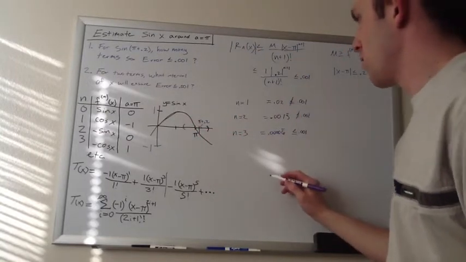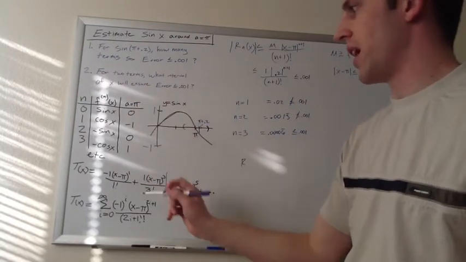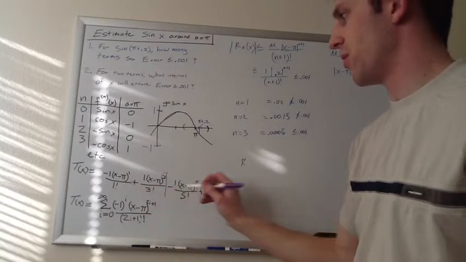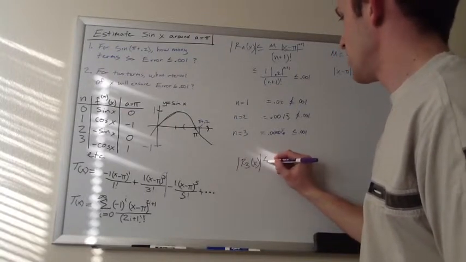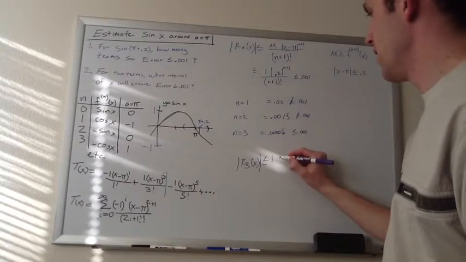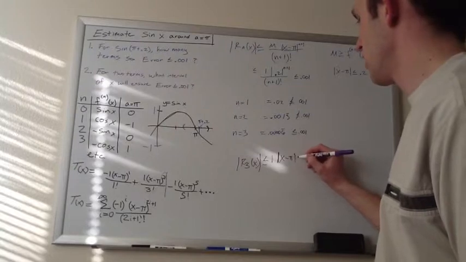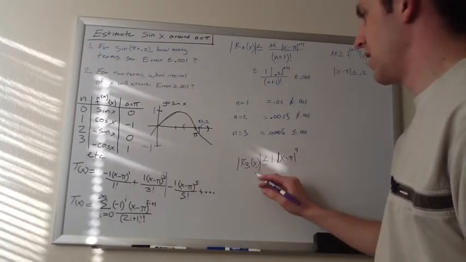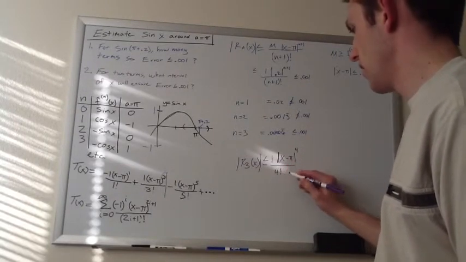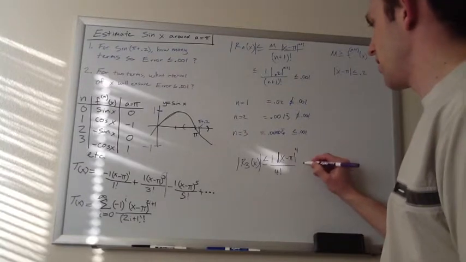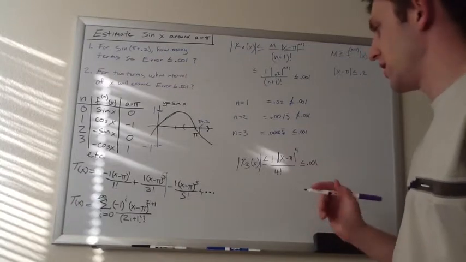And again, I can use the same error formula, and I can say, well, for two terms, my n value turns out to be 3 because of that exponent right there. So I'm looking at r sub 3 of x. And that needs to be less than or equal to our m value of 1 times absolute value, x minus pi, to the 4th power, because n is 3, all divided by 4 factorial. And I would like to solve for the x values that would make this less than or equal to 0.001. So I'm going to go ahead and solve this inequality.